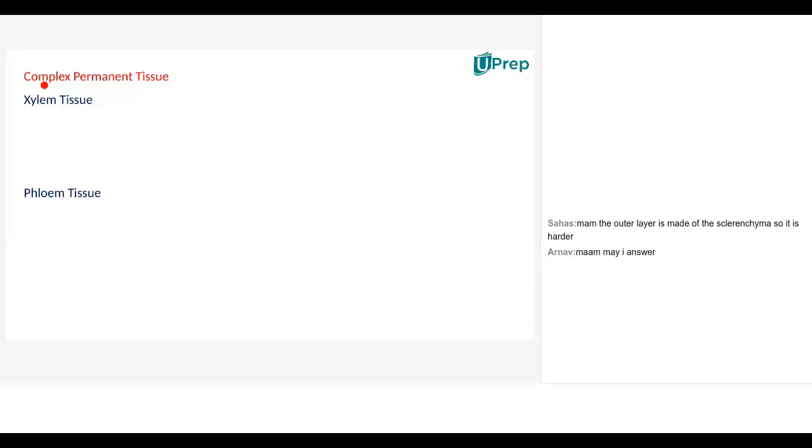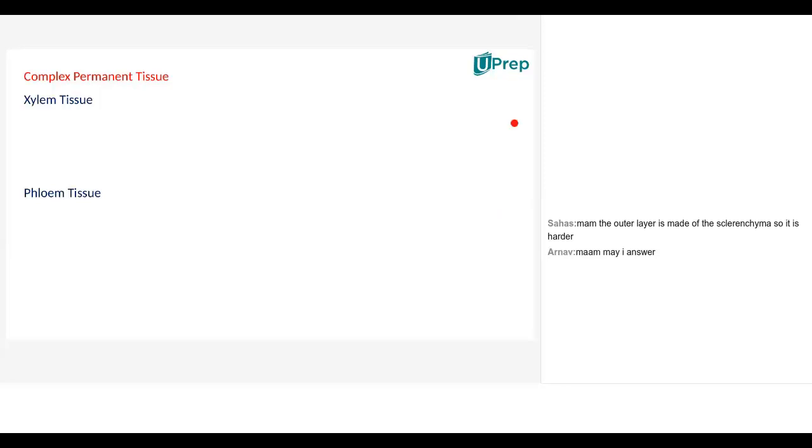Yeah, basically. But here it is called heterogeneous. Hetero here stands for different types of cells. Okay, when you take simple permanent tissues like parenchyma or collenchyma or sclerenchyma, all these three types of tissues are made up of the same type of cells performing the same function. But when you take complex permanent tissue, you have two categories called xylem tissue and phloem tissue.